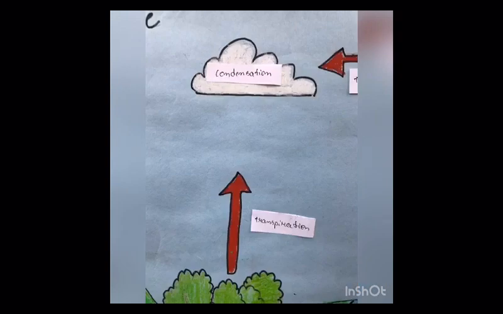The second point, condensation. Condensation in the water cycle is when the air near the surface is heated, then rises, taking heat with it. Water vapor in the air gets cold and changes back into liquid, forming clouds. This is called condensation.